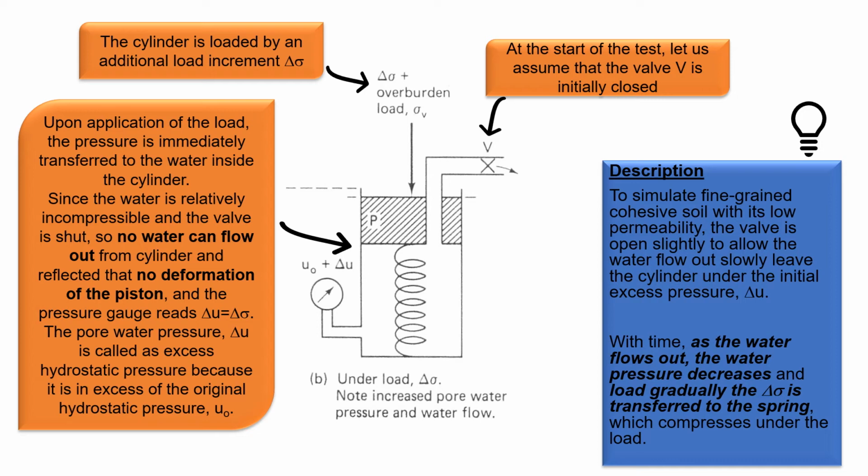The pore water pressure delta U is called an excess hydrostatic pressure because it is in excess of the original hydrostatic pressure U0. To simulate fine-grained cohesive soil with its low permeability, the valve is opened slightly to allow the water to flow out slowly, leaving the cylinder under the initial excess pore pressure, delta U. With time, as the water flows out slowly, the water pressure decreases and the load, the delta stress, is gradually transferred to the spring, which compresses under the load.